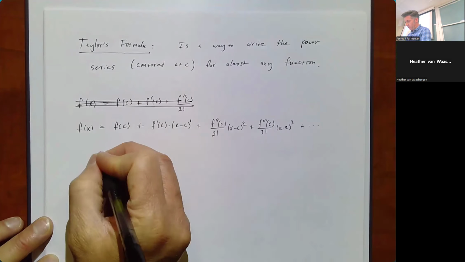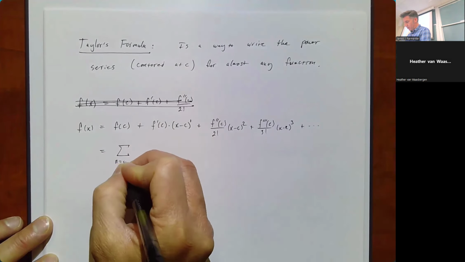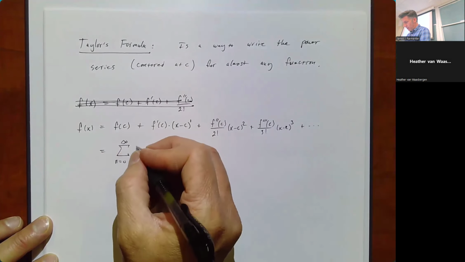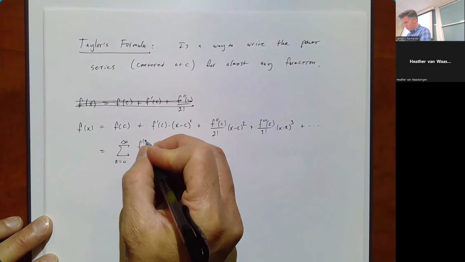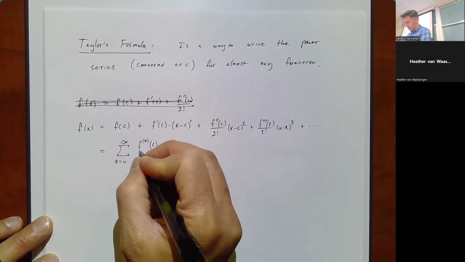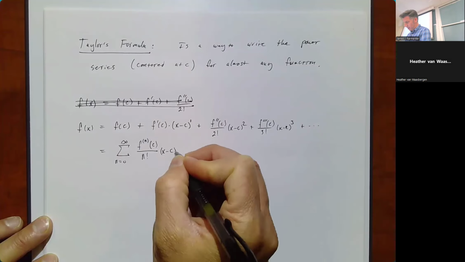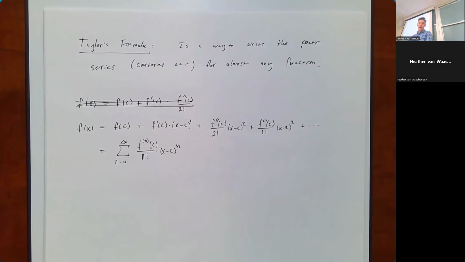The condensed format is the sum from n equals 0 to infinity of the nth derivative, which we write as f superscript parentheses n of c, over n factorial, times x minus c to the nth power. That's how we write Taylor's formula.